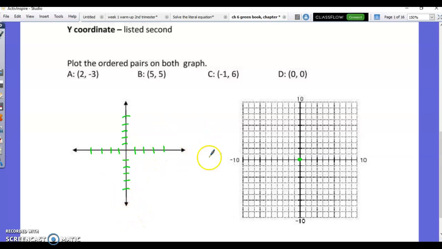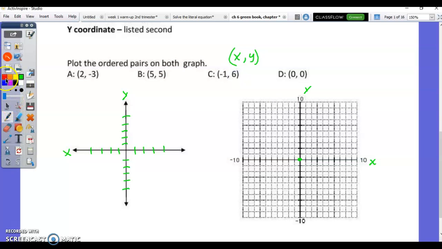All right, so I want you to put these in on both of these graphs, and we're just going to plot points. So what we're going to do is we're going to plot a point, and we're going to label it A, B, C, or D. So how are we going to do that? Remember, this is our x axis, this is our y. So over here, this is our x, this line, this is our y. All right, and we need to read these as an ordered pair. Remember, ordered pairs are x comma y. All right, so how are we going to do that?